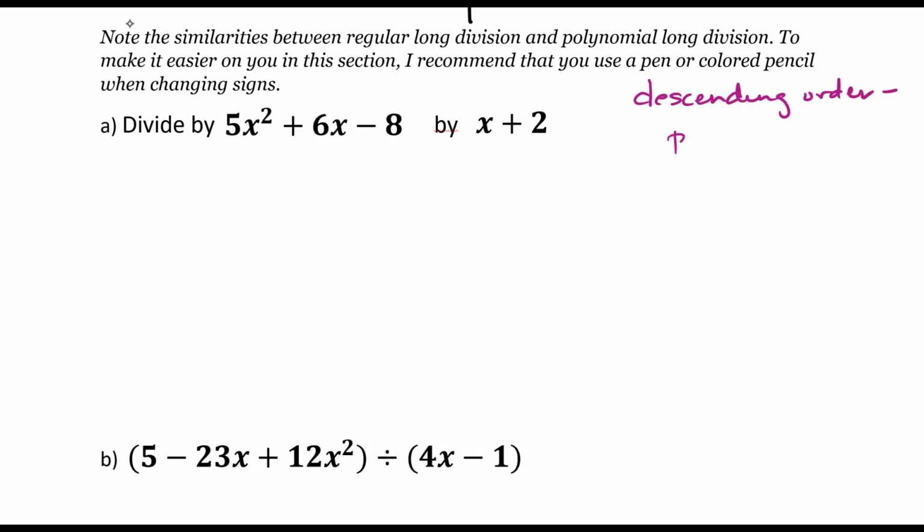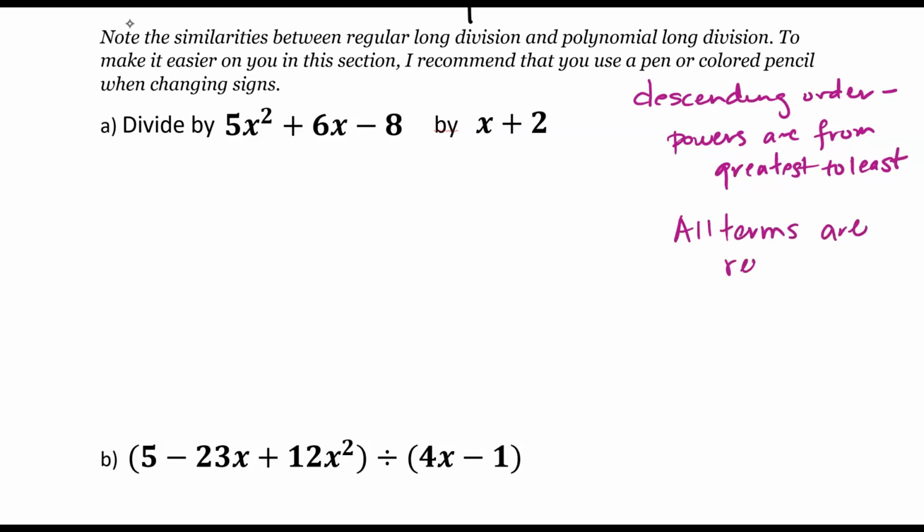So ensure that your powers are from greatest to least. Also ensure that all terms are represented. So for example, if you start with a 5x squared, then we need an x term and we need a constant. For example, if you start with x to the first in your divisor, you need a constant right after that. And everything looks pretty good.